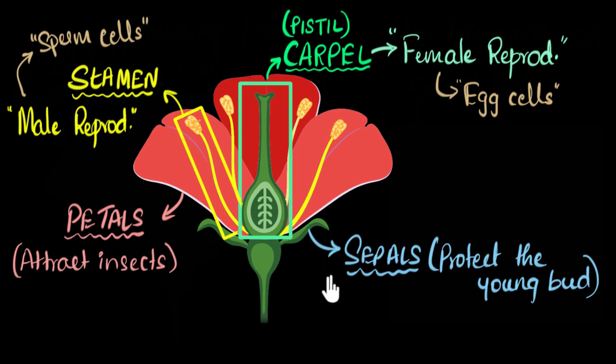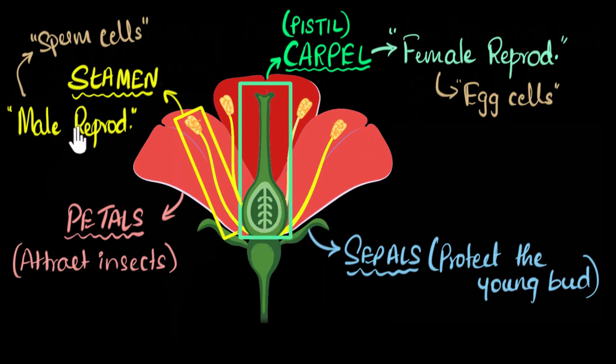So these are the 4 parts of the flower. And of course, in a future video, we'll dig a little deeper and look at the parts of the carpel and the stamen separately. But what I want to tell you now is that in this particular example, we are seeing that both the female and the male reproductive parts are on the same flower, right? Such flowers are called bisexual flowers.